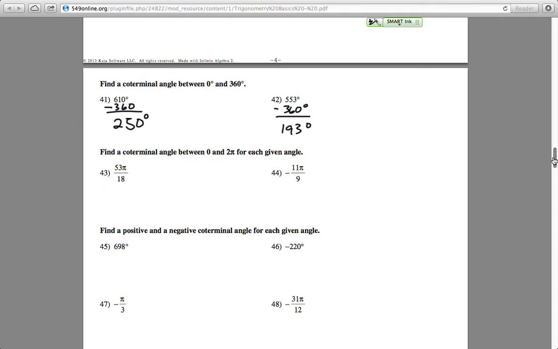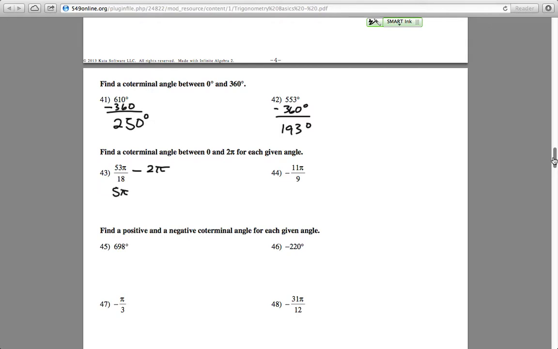53 pi over 18. I don't know. Is it bigger or smaller? 17 pi. Yeah, I would probably subtract. Looks like it's pretty big. If you're not sure, convert it to degrees real quick, especially these weird ones that you don't know, and then convert it back to radians, I guess. But I'm just going to subtract 2 pi. How do you subtract 2 pi from that fraction?